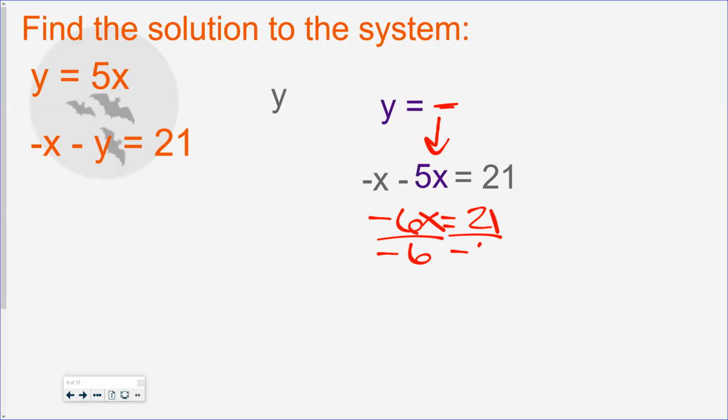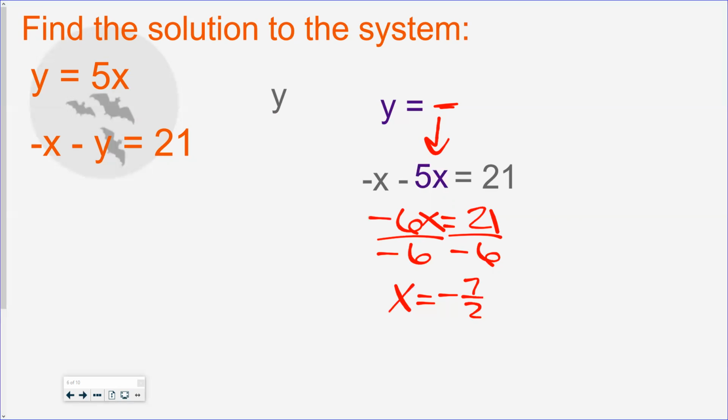Divide both sides by negative 6, and I'm going to get x equals negative. This is not going to give me a whole number here. It's going to give me a simplified fraction. My simplified fraction for 21 divided by 6 is 7/2. If you want to put the decimal, that is perfectly fine. You can use the decimal here if you want to, okay? But I'm going to leave it as the fraction for now.